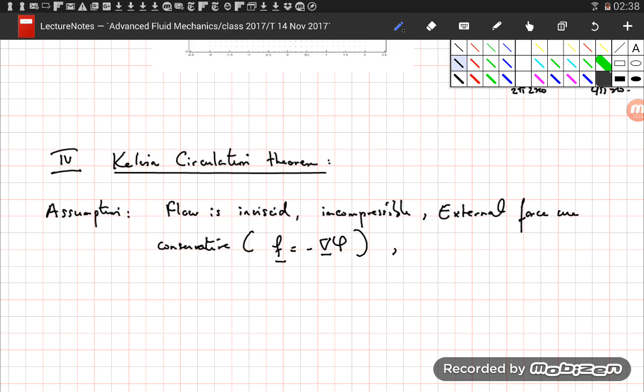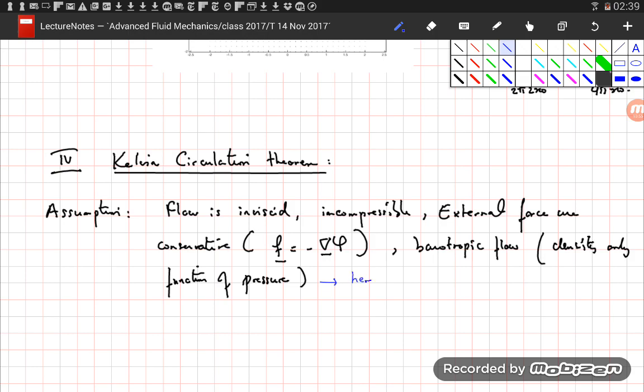And so in principle, you assume a barotropic flow, which means that the density is only a function of pressure. So this is more general, but here I'm simply going to assume that the density is a constant, so that the fluid is incompressible.